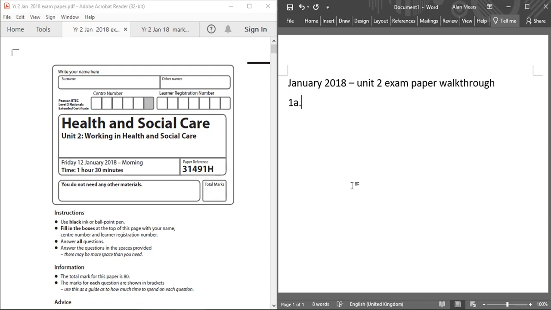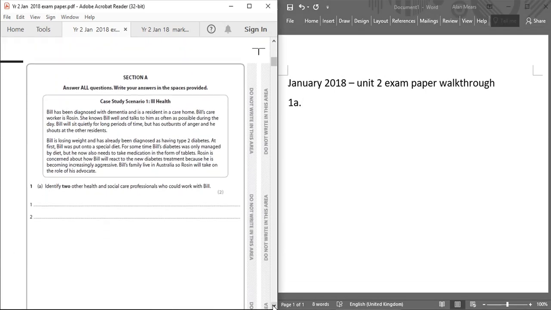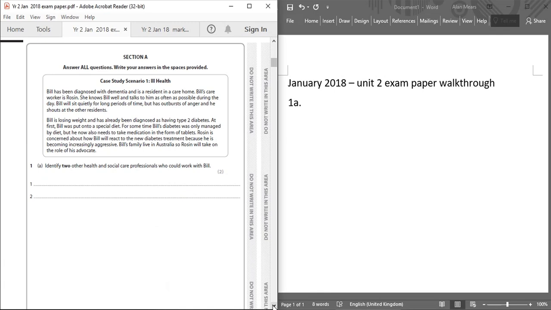Now, as I say, this is one of the earliest papers for the Health and Social Care Unit 2 exam. There are a few bits of it that don't quite match up with what we've seen in more recent papers, but it's always good to see a few different things in these exams. So this is the January 2018 paper, and we'll go through it question by question as we always would. But at each point, if we get a chance, we'll jump to the mark scheme just to confirm what the examiners would like to see.